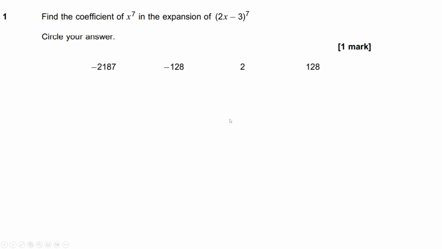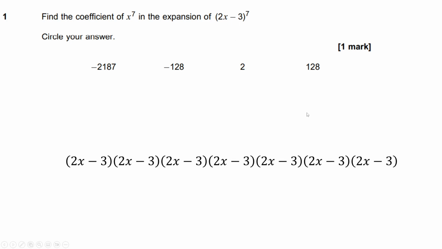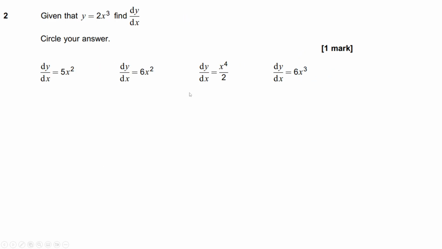Well, if you imagine this as just writing out all of the brackets, to get x to the power of 7, the only way to do that is to multiply this number by this number by this, all the way to the end. So you're just taking the first term of each binomial. In other words, you're just doing 2x to the power of 7. If you put that into your calculator, or you just know it because it's not too difficult, it's 128 x to the power of 7, and the coefficient is 128. So it's this one here.